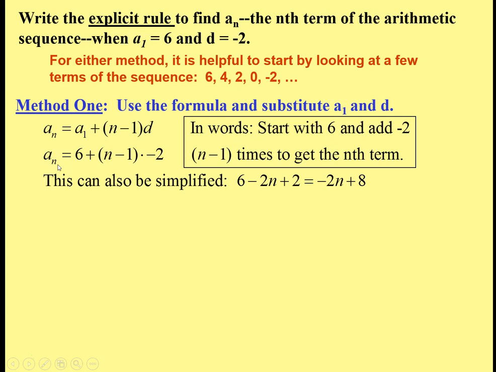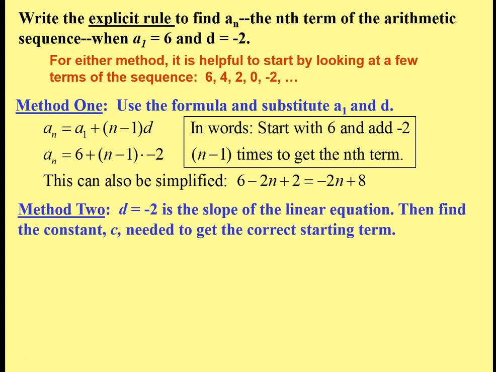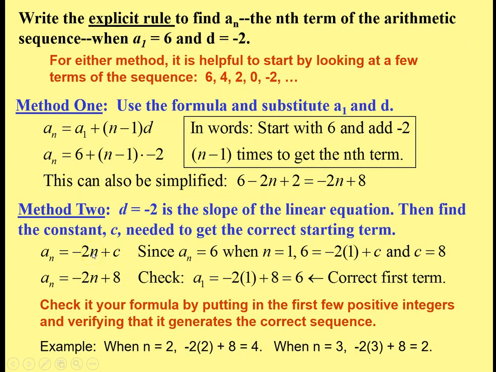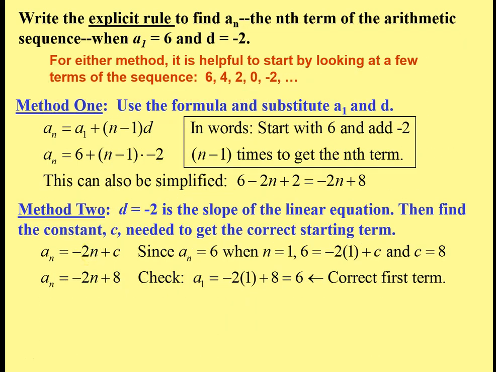Now method 2 says d equals negative 2 is the slope of the linear equation. Then find the constant c needed to get the correct starting term. So a sub 1 equals negative 2 plus some constant c. Since a sub n equals 6 when n is 1, then we would have 6 equals negative 2 times 1 plus c, which leaves us with c equals 8. Or you could think, what if this is negative 2 plus what gives me 6 for my starting term? So negative 2n plus 8.